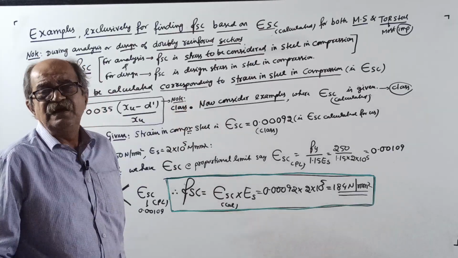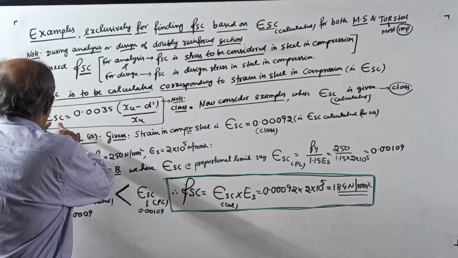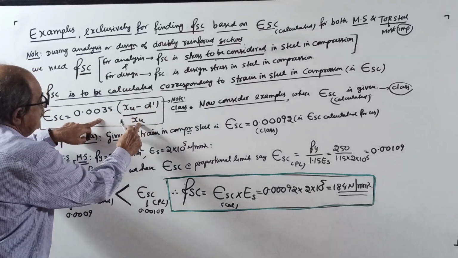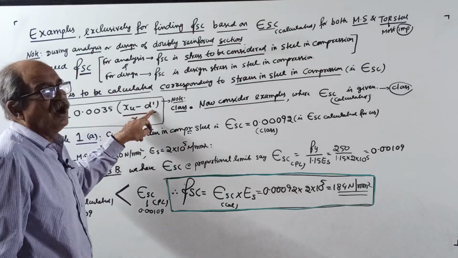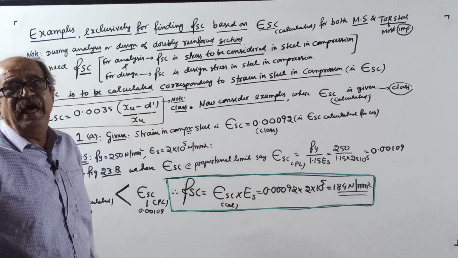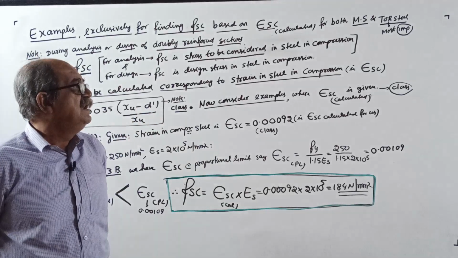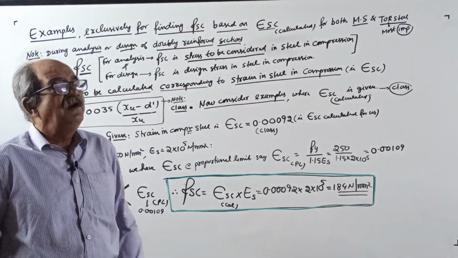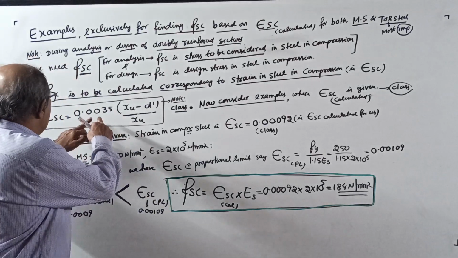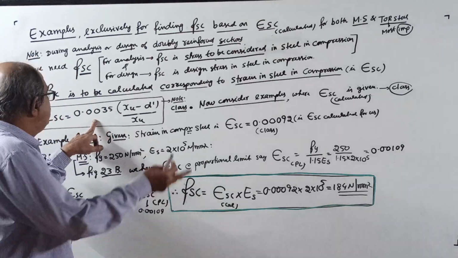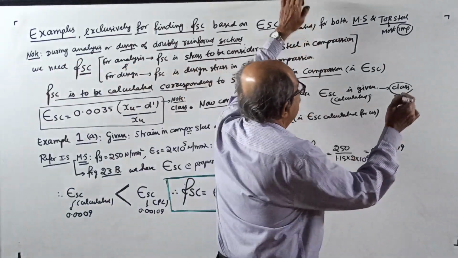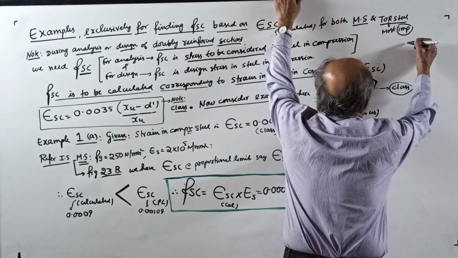For that, I told the formula, epsilon SC equals 0.0035 into (XU minus D dash) divided by XU. What D dash is will come later. XU you know. D dash is, in working stress method, effective cover to compression steel, from extreme compression edge to centroid of compression steel. Last class I told you I will tell you next time how this came. I explain here. Not a big issue. Those who are interested, I'll write somewhere here.